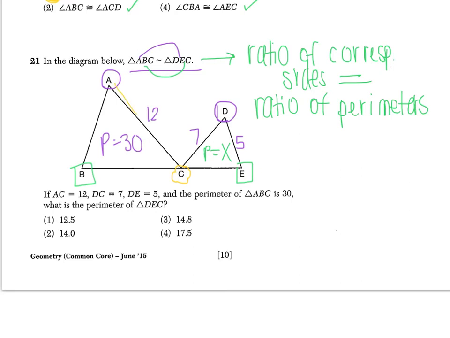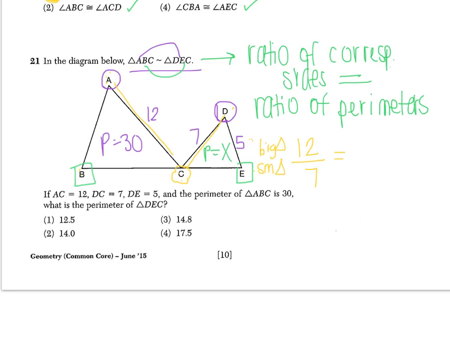Ratio of corresponding sides, now I have a couple of options. AC matches with DC, that's circle to cloud, circle to cloud. And then I see a 5 over here, but the 5 is going from circle to square. DE is 5. And I have no value for AB, so I can't actually use the 5 here. So I'm going to set up 12 over 7. That's my big triangle to my small triangle.